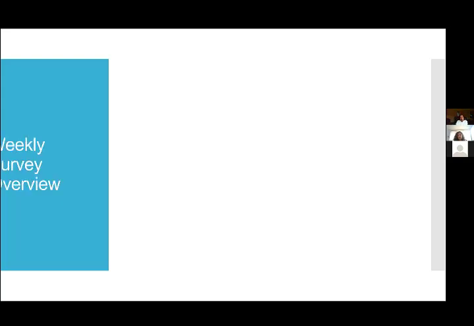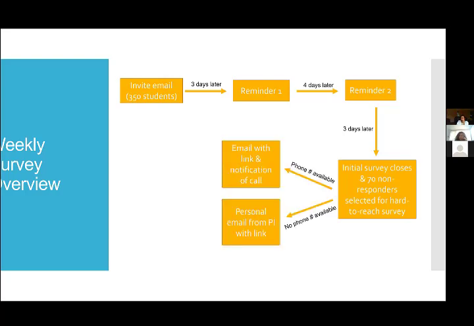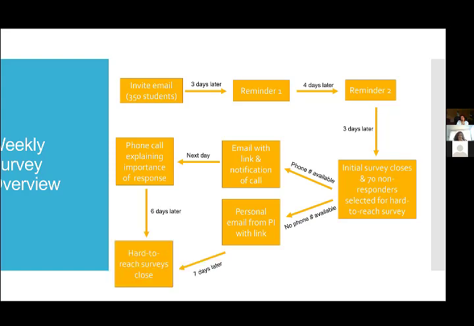So, how do we do the online screening? We invite students with an email, 350 students, we remind them a couple of times. Then we close that, let's say, easy to reach survey, and we select a random subsample of the non-responders. For those that we have a phone, we call them and explain why it is important to get the non-respondents' responses, in order to increase the validity of our overall results, or send them a personalized email, and then we close the survey 7 days later.